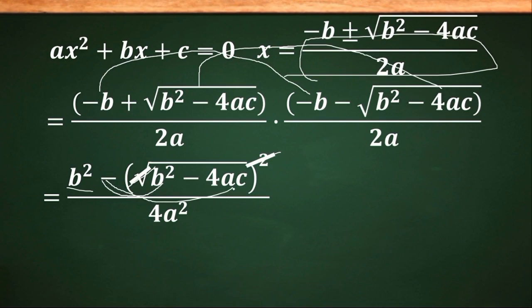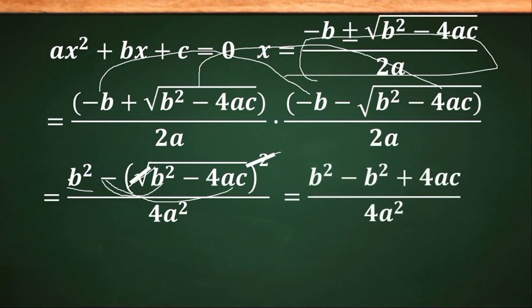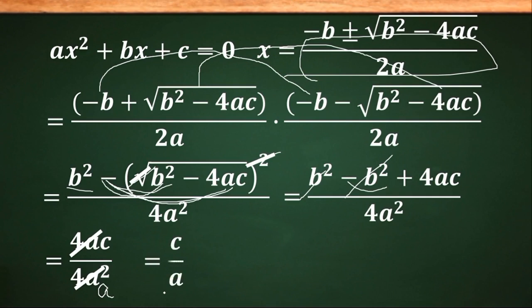That's why we'll have this. B squared, negative times b squared is negative b squared. Negative times negative 4ac is positive 4ac. Then b squared minus b squared is 0, leaving us with 4ac all over 4a squared. Then, we can cancel 4a. A squared divided by a is a. And the product of the roots is c over a.